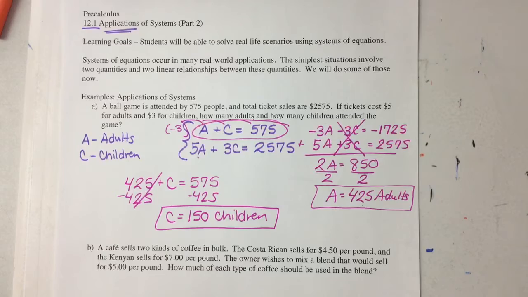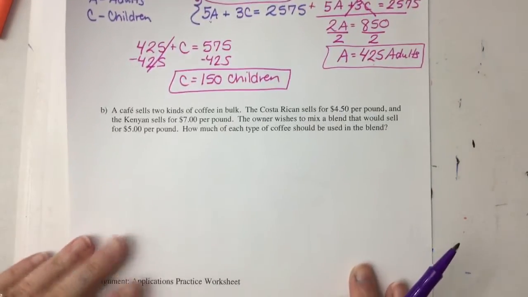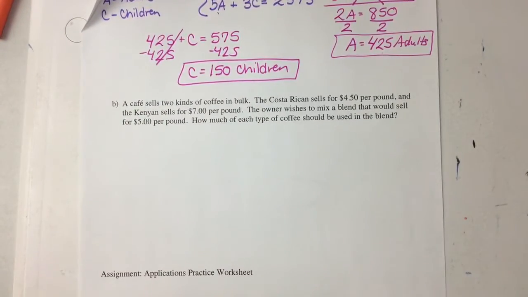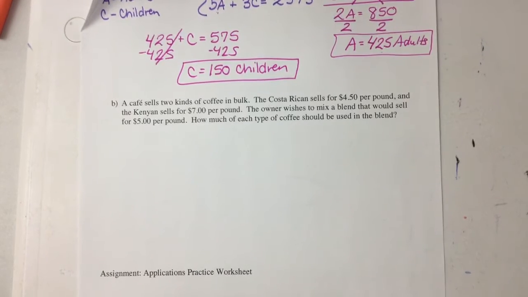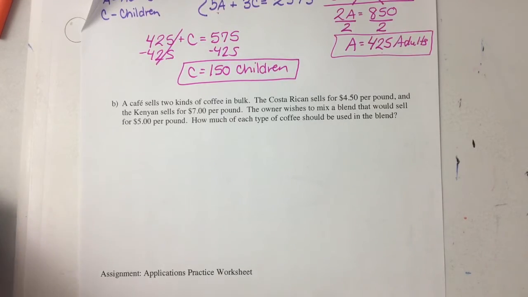Another time that you're going to see systems of equations very helpful is if you're trying to make a mixture of something. And so example B is talking about that type of scenario. A cafe sells 2 kinds of coffee in bulk. The Costa Rican sells for $4.50 per pound, and the Kenyan sells for $7 per pound. The owner wishes to mix a blend, okay, so you're going to blend to make one mix, that would sell for $5 per pound. How much of each type of coffee should be used in that blend?